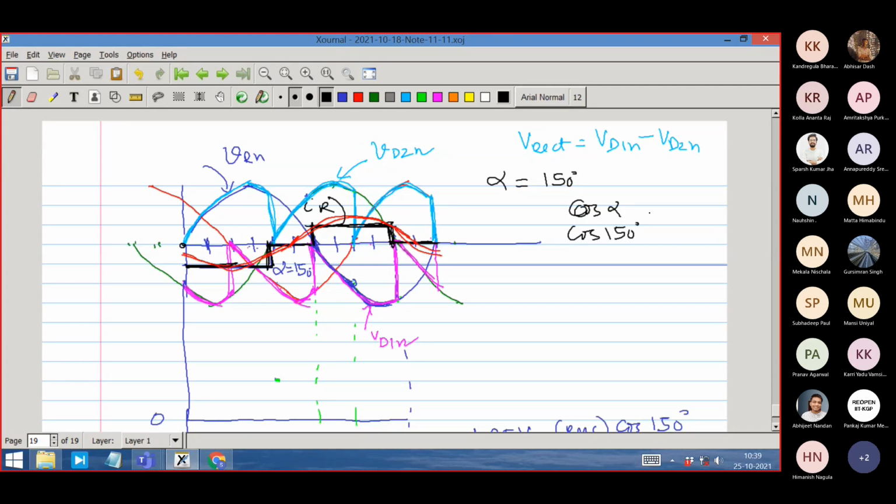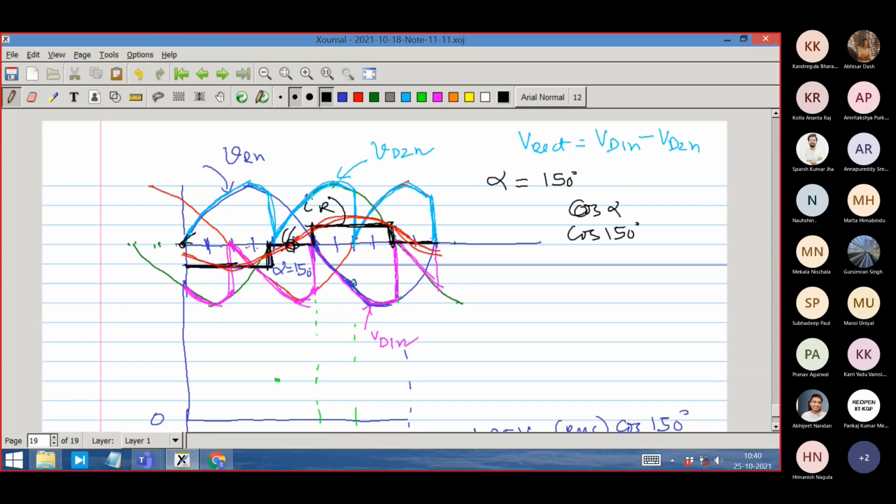You can clearly see the displacement factor. 1, 2, 3, 4, 5. The 0 is coming here, from the voltage 0. This is the voltage 0, and this is the current 0. So how much is the displacement? It is displaced by 150 degree. So displacement factor is cos alpha. So this is the thing.